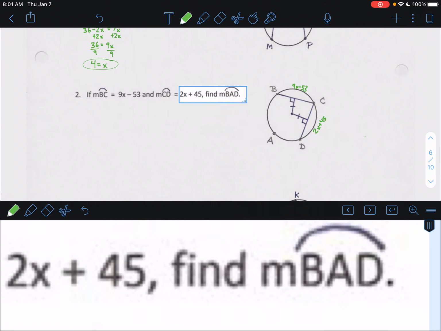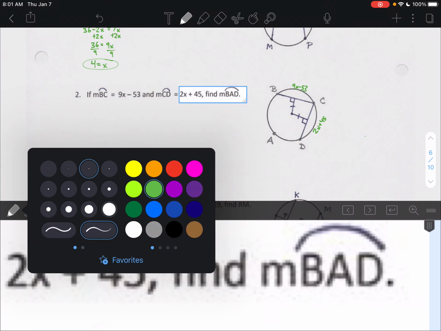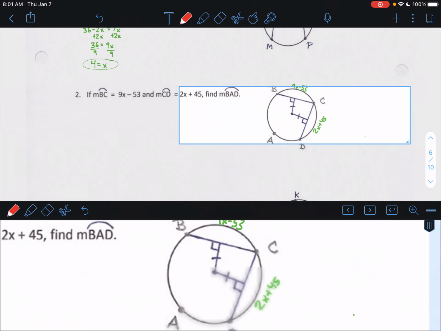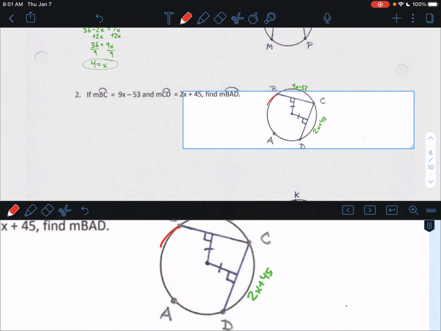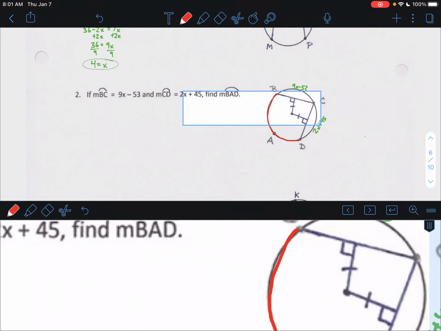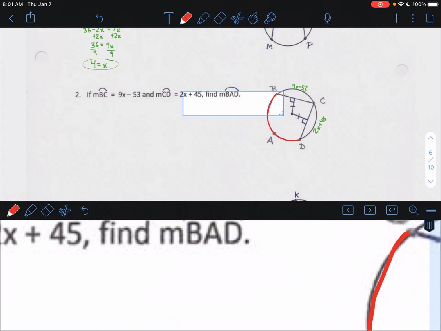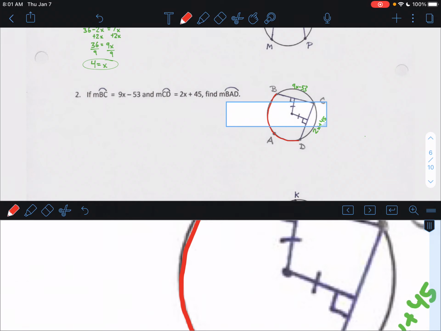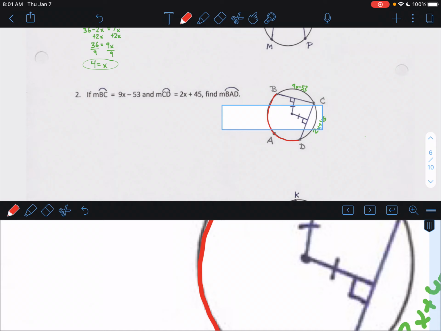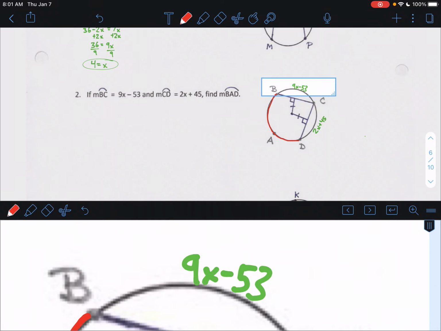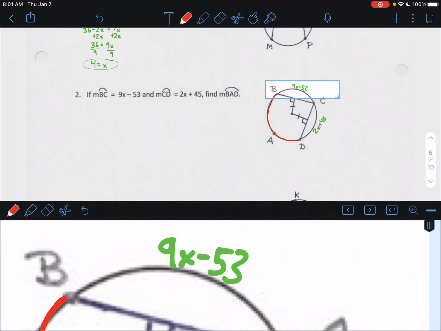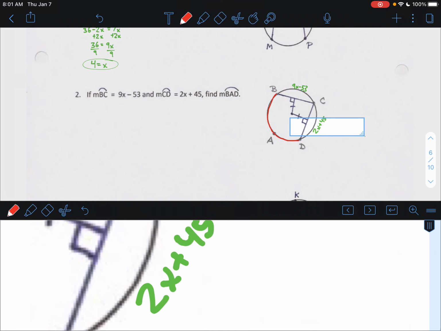But it wants us to find the measure of arc BAD. So BAD, just that one there. So BAD is the big arc. It's a major arc. We can tell because it's named with 3 letters. But that one doesn't have a measure on it. But we can still figure it out. And to figure it out, I'm going to start by solving for x.